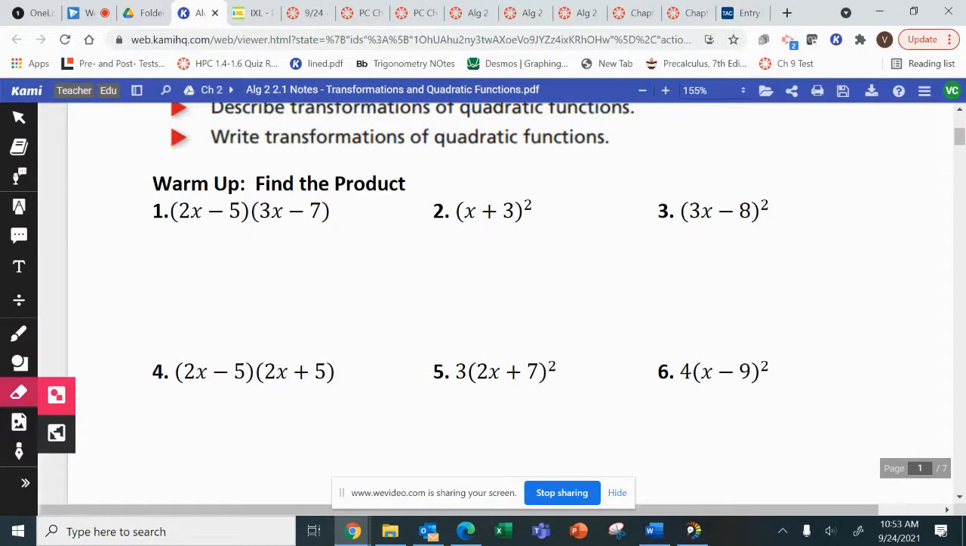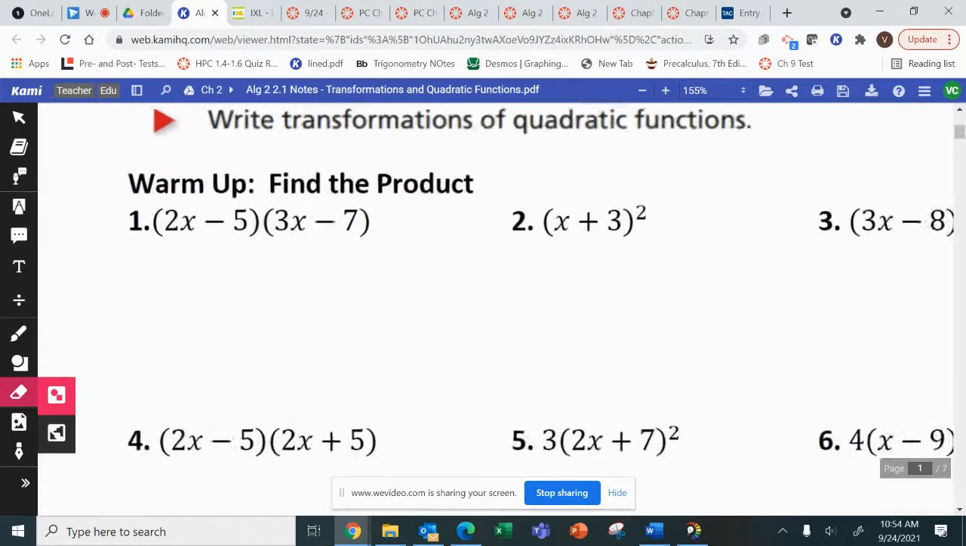We are going to do a warm-up, and we are warming up with this because pretty soon we're going to need it. We are going to find a product. You will notice that when we find the product, every single equation here will have a squared in it because right now we're doing quadratics, which are squared. So let's find the product.